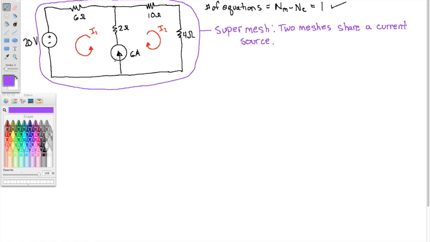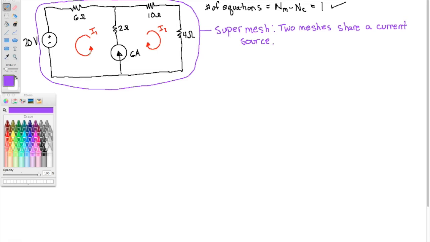So this is the new idea now. This is why we broke mesh analysis into two pieces. I've got mesh 1, I've got mesh 2, and I can't go through this branch. So I'm going to combine them. They share that current source, so I'm going to combine them and make a supermesh. And doing KVL around the supermesh, that's going to give me my one equation.